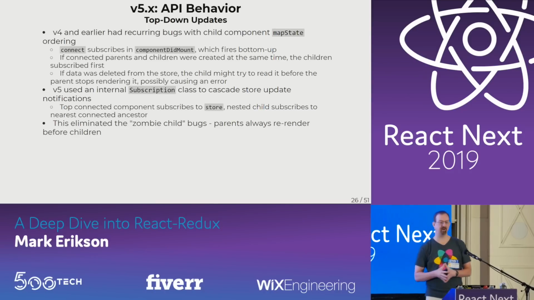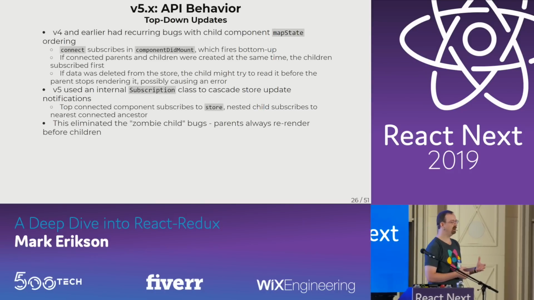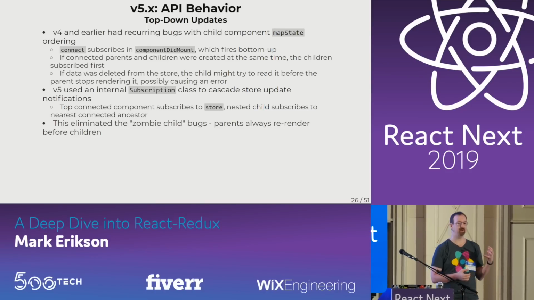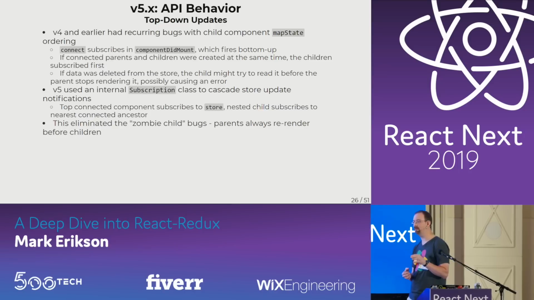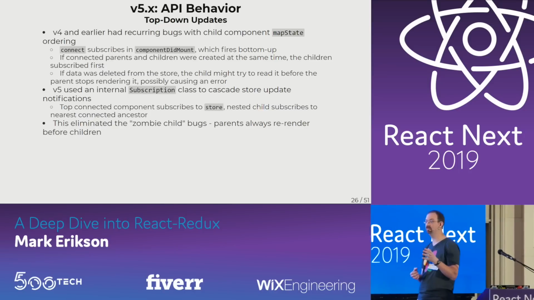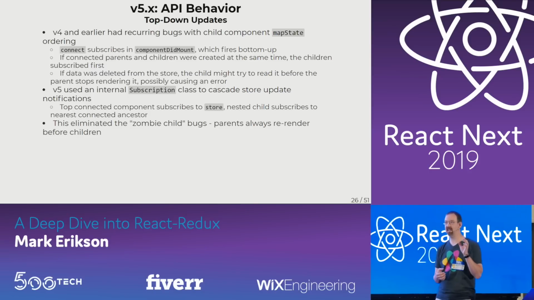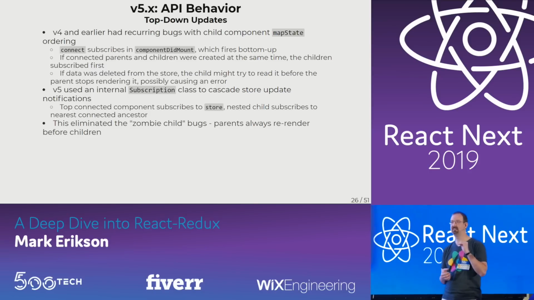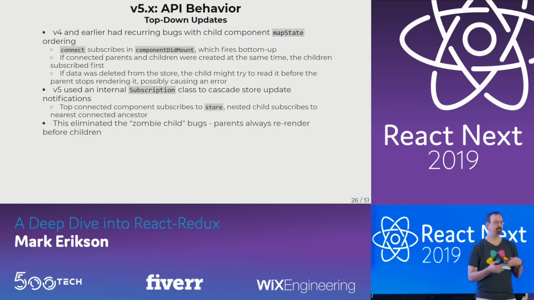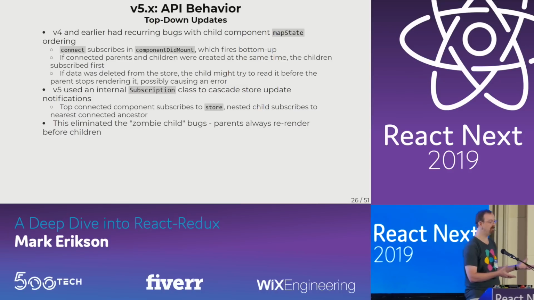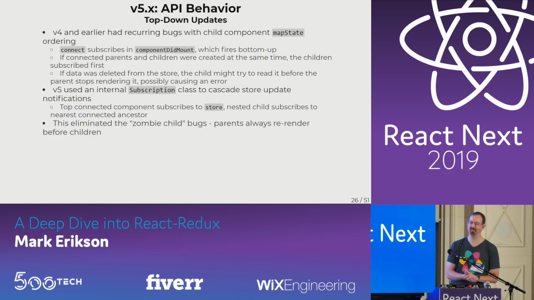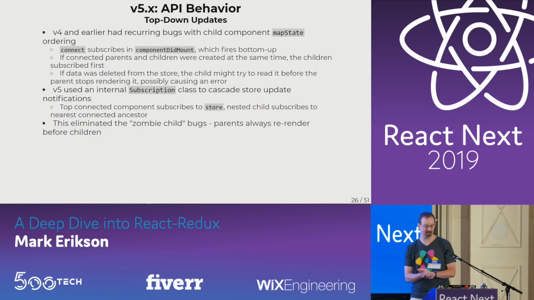So some interesting points about version 5. Version 4 had a lot of recurring bugs that would only happen in certain edge cases, where it was possible for a child component to subscribe to the store before the parent. And if something happened like data for a list item was deleted, the child might try to read that data from the store even though it was gone, and that could result in an error being thrown from the map state function. I refer to this as the zombie child bug problem.